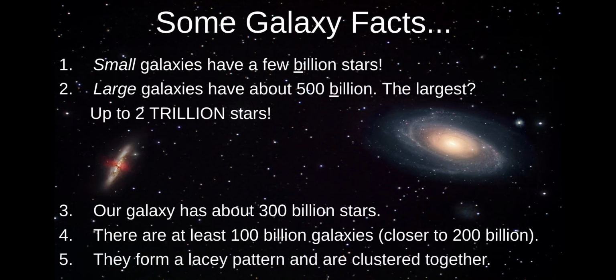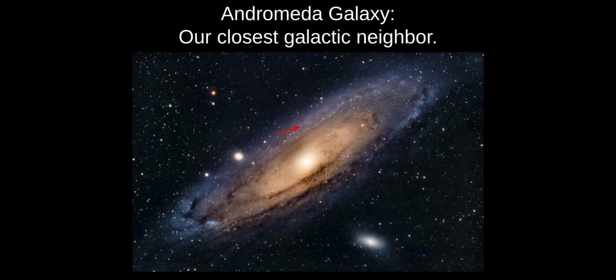All right, and these galaxies form kind of a lacy pattern and can be clustered together. Our closest neighbor, galaxy-wise, is the Andromeda Galaxy. And like we've been talking about, we call this outer space. There's a lot of space in space.